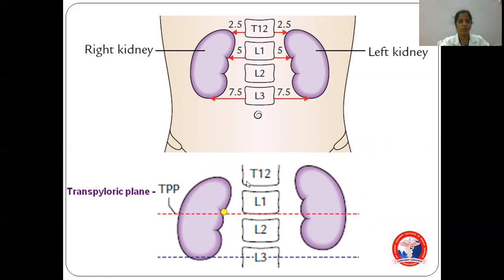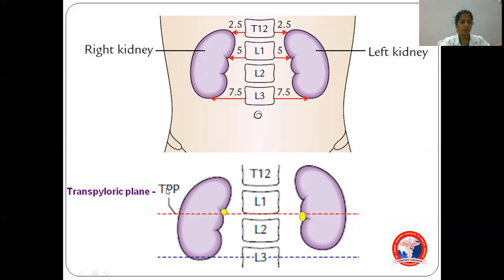And in the second picture, you can see a plane, that is the transpyloric plane. You already know what is transpyloric plane, and it passes through the lower border of L1 vertebra. When you see the transpyloric plane, it passes through the upper part of hilum of right kidney and lower part of hilum of left kidney.